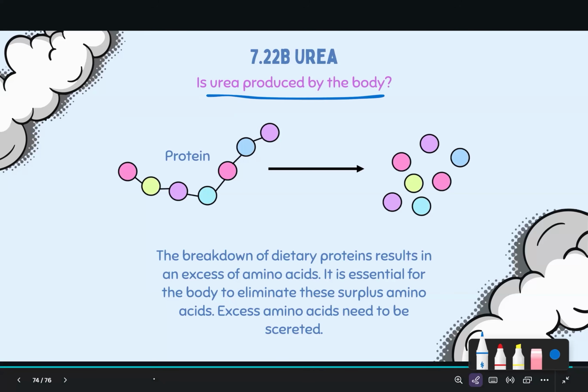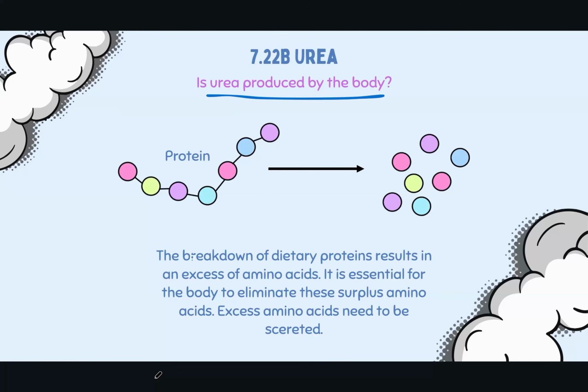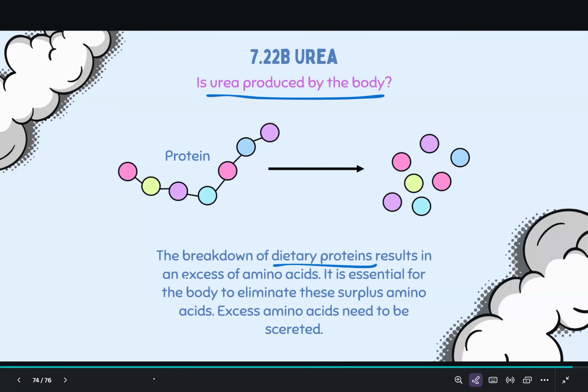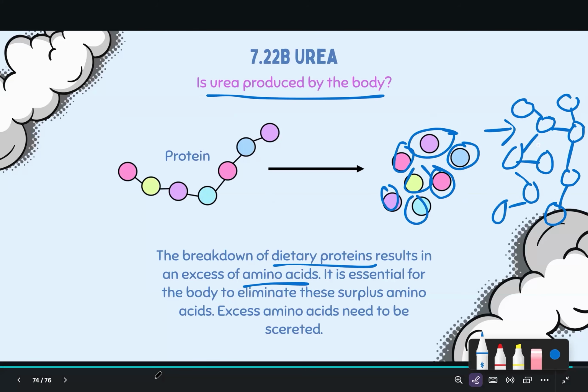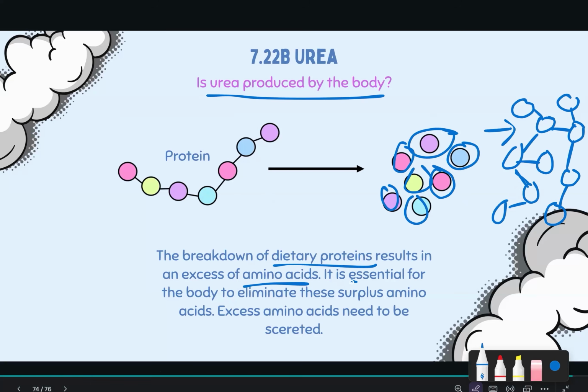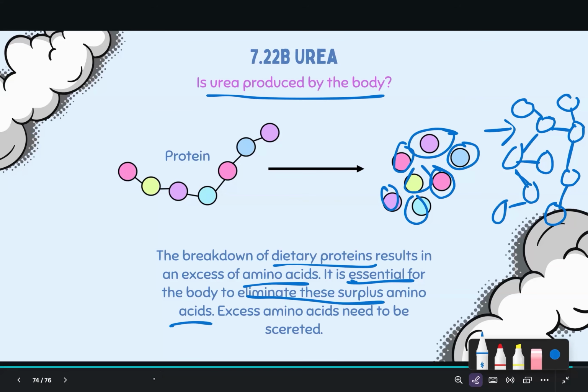Is urea produced by the body? It is. The breakdown of dietary protein results in an excess of amino acids. Most of these amino acids are recombined to make new protein. But sometimes people go on certain types of diets which are high in protein, which isn't an issue if you have a lifestyle that requires lots of protein, like someone who's doing lots of weights and increasing muscle. But it is essential for the body to eliminate the surplus amino acids. So excess amino acids need to be secreted.